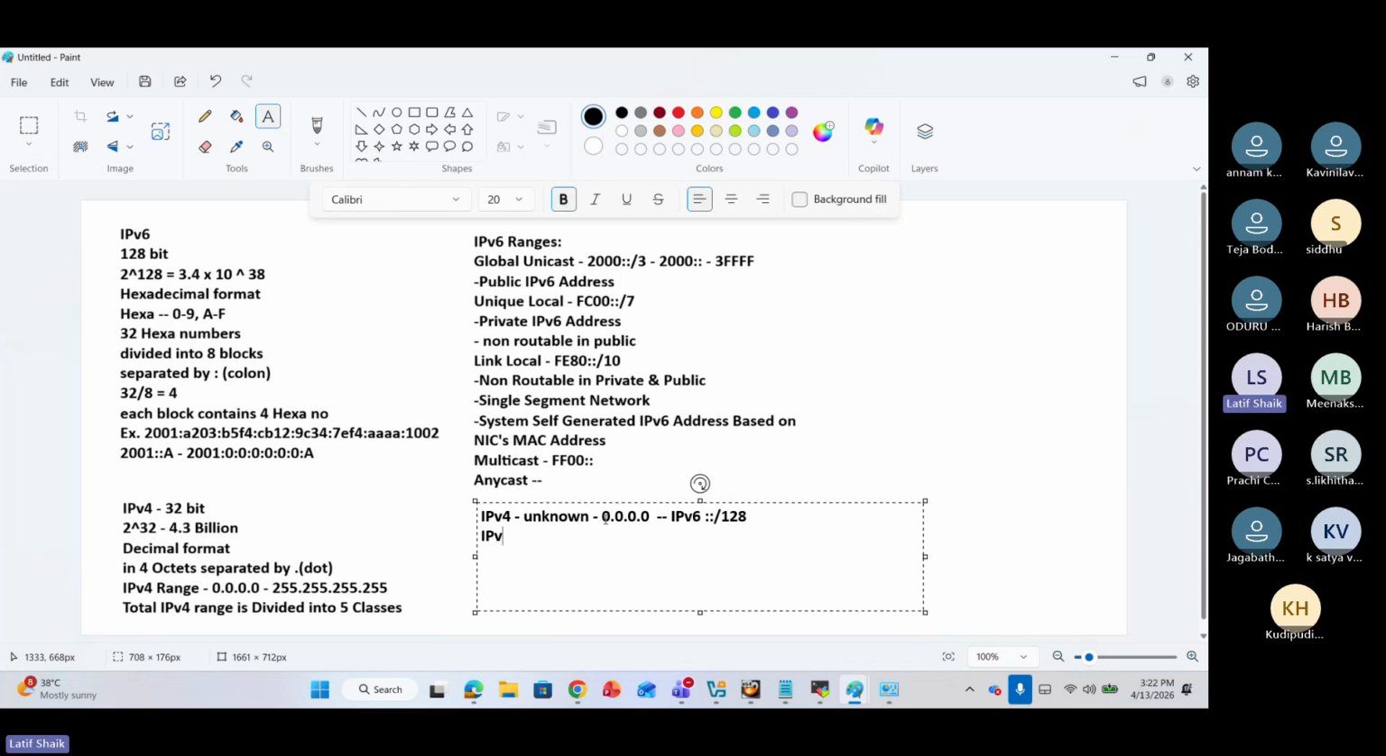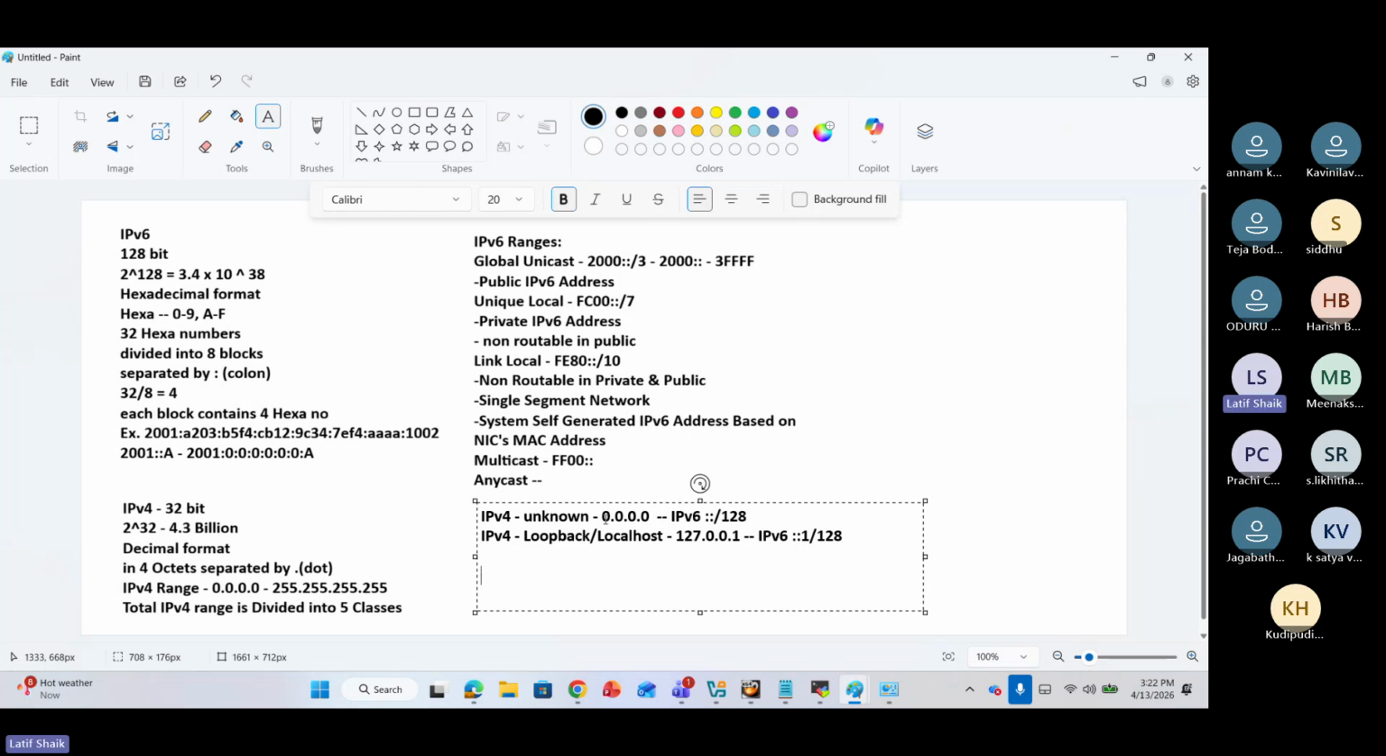In IPv4, we have a loopback, or localhost address. What is its IP? 127.0.0.1. And in IPv6, it is represented as colon colon 1.